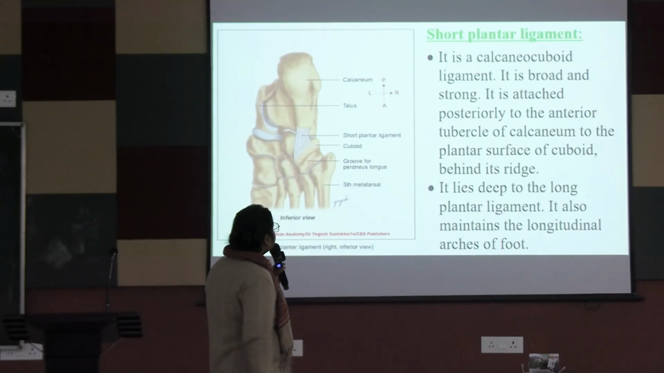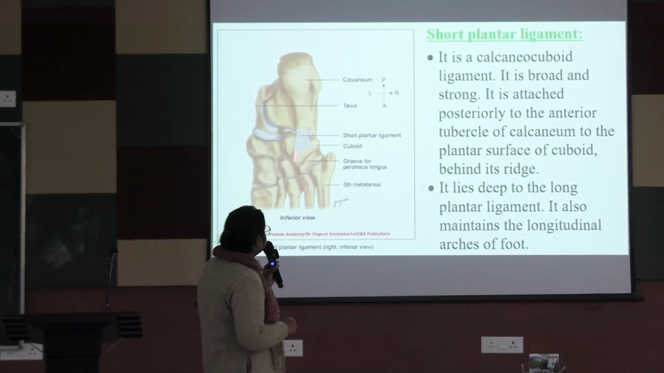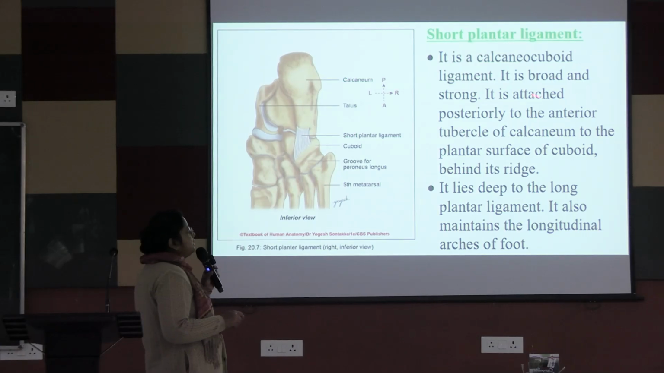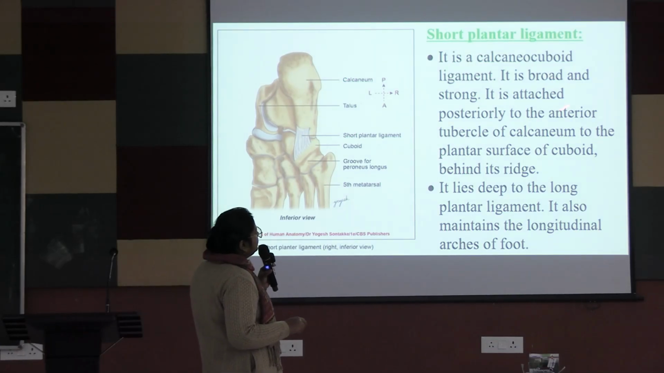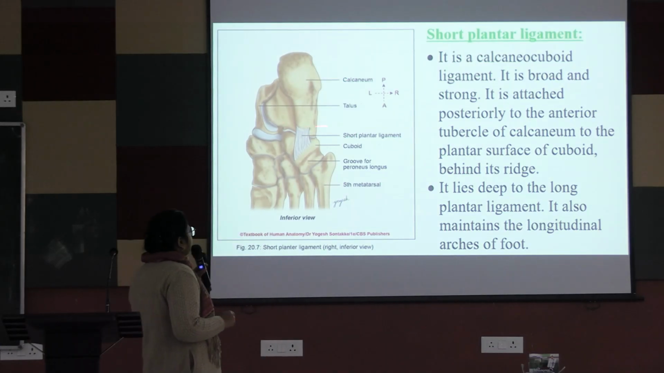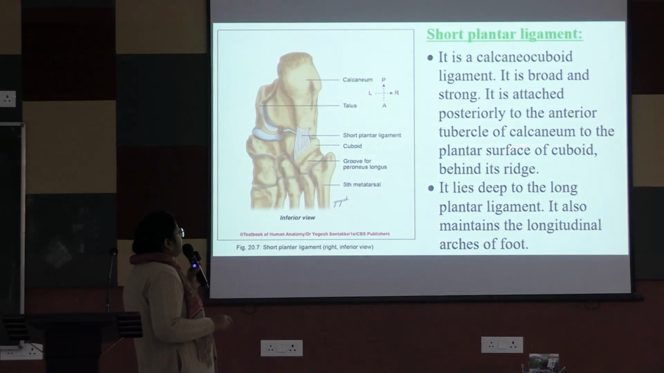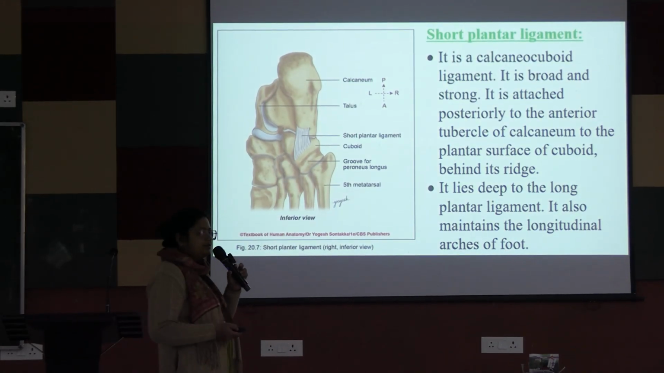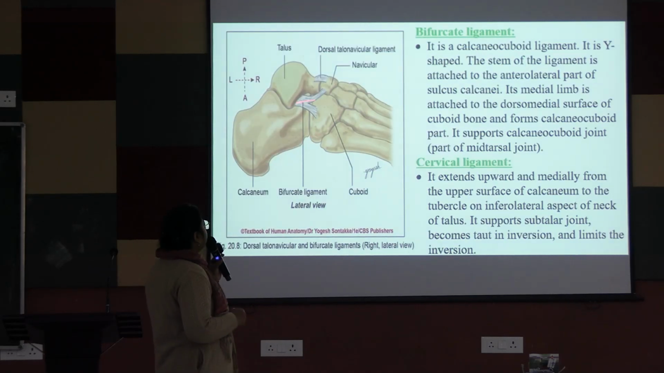Okay. Next is the short plantar ligament. This one is the short plantar ligament. It is the calcaneocuboid ligament, broad and strong, attached posteriorly to the anterior tubercle of the calcaneum and to the plantar surface of the cuboid behind its ridge. It lies deep to the long plantar ligament and also maintains the longitudinal arches of the foot.